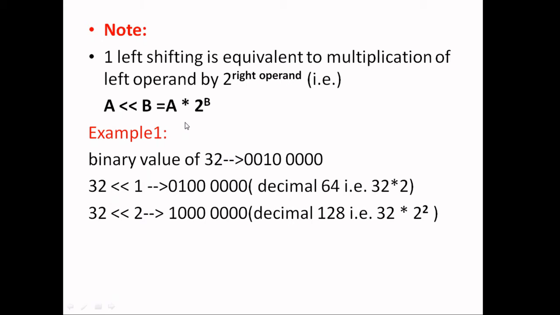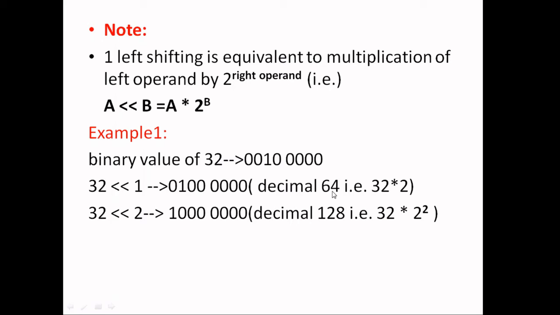So this one will be shifted to here. This 0 1 0 0 0 0 0 0 represents the decimal number 64. Initially you started with 32. Now when you have operated the left shift operator, the decimal number corresponding to that binary number is 64. You have started with 32, you are ending up with 64. That is simply a multiple of 32.